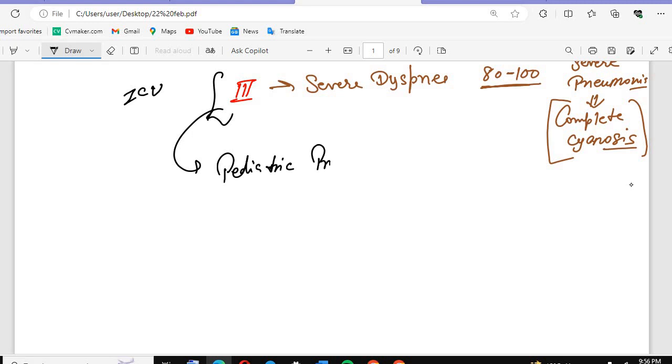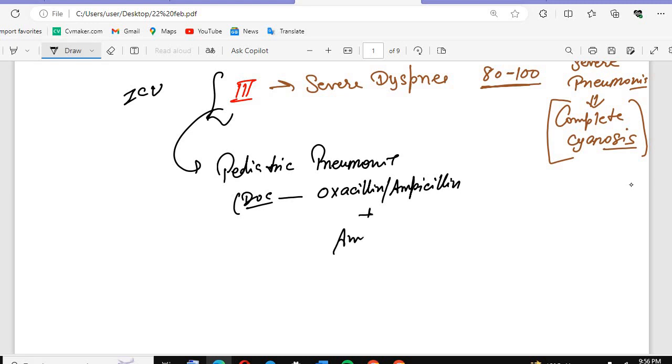So the pediatric pneumonia drug of choice, what was that? Oxacillin or ampicillin, along with aminoglycosides. And among aminoglycosides, I told you there can be gentamicin, and there can be amikacin.